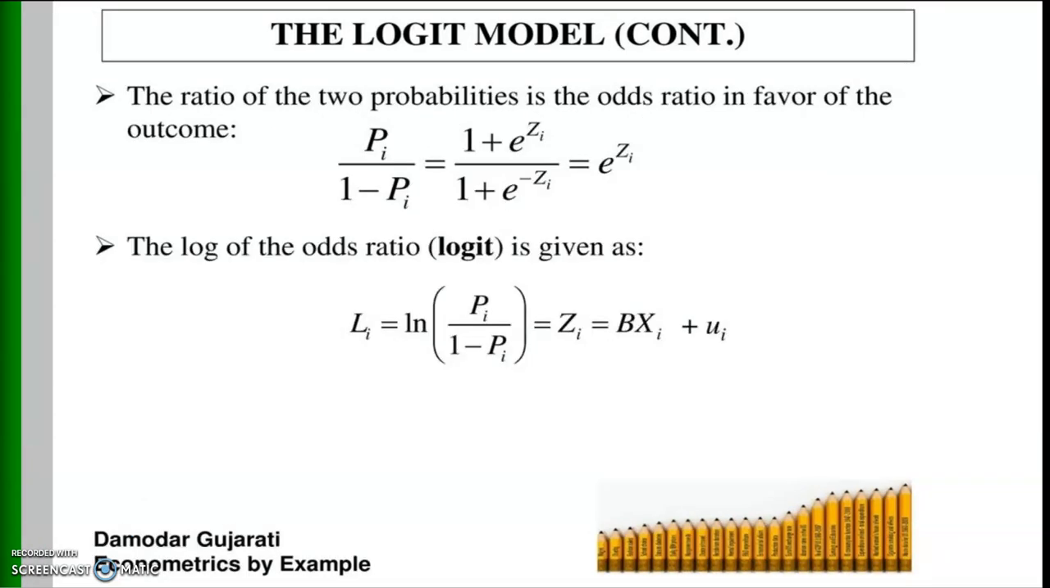Now, the ratio of the two probabilities is called the odds ratio in favor of the outcome. So we have Pi divided by 1 minus Pi, and that is finally equal to e raised to the power Zi. The log of the odds ratio is known as Logit. So we can write Li, that is equal to the natural log of Pi divided by 1 minus Pi, and that is equal to Zi, which in turn is equal to bXi plus Ui.